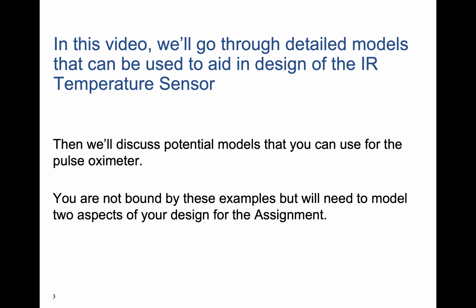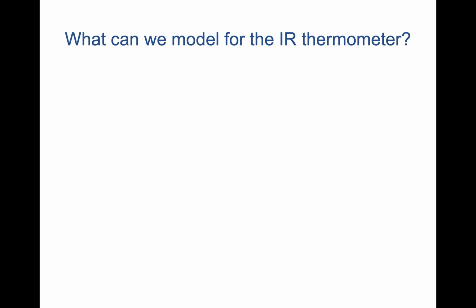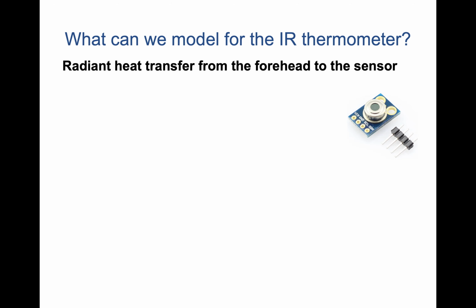So in this video, we'll go through detailed models that can be used to aid in the design of the IR temperature sensor. Our intention is that you could use these models as a template when you try to think about how to model your pulse oximetry project. You're not bound by these examples, but you will need to model two aspects of your design for the assignment. What can we model for the IR thermometer? I think a really good choice is to model the radiant heat transfer from the forehead to the sensor.